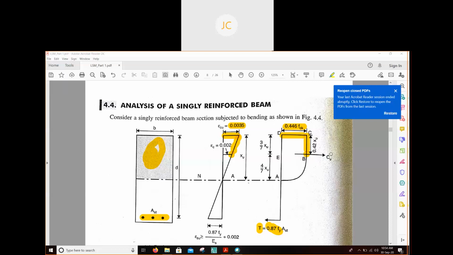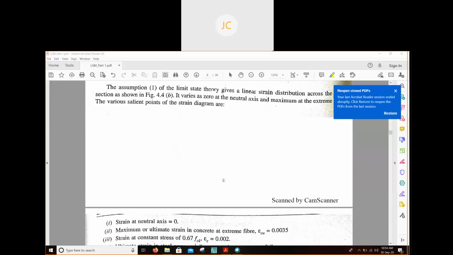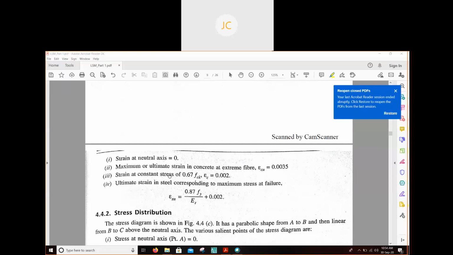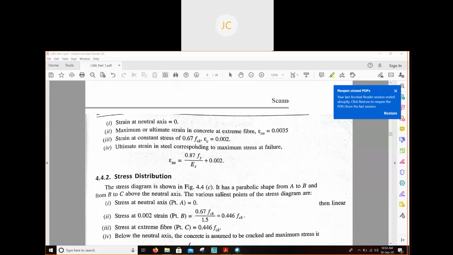Okay, so now I will show you how to find out this Cu. It is also directly written in IS code. Cu equal to, the value is given. Here you see, this is the explanation of this maximum ultimate strain.